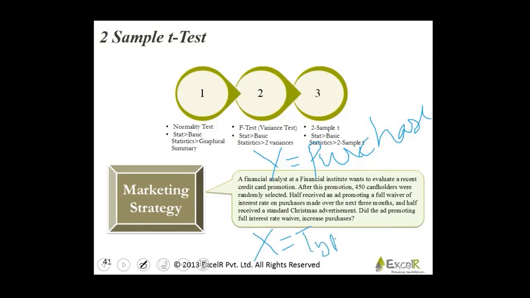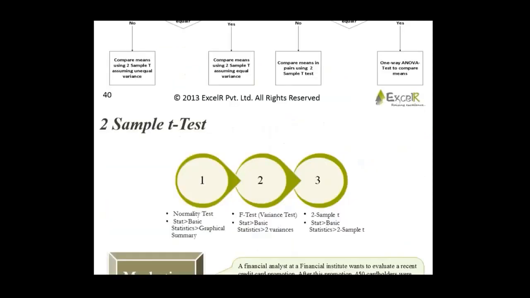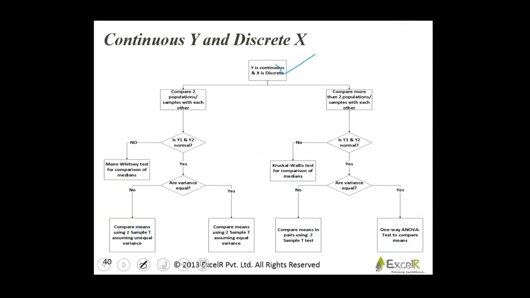Type of promotion. And what are the various types of promotions which we have here? One is your ad which was promoting a full waiver of interest rate. Another ad is a standard Christmas advertisement. So there are two advertisements, right? And purchase per customer is your output. If Y is continuous and X is discrete, let me go back. What do you do? And if you're comparing two populations, two things, standard, new, I'm comparing the purchases mean, right?